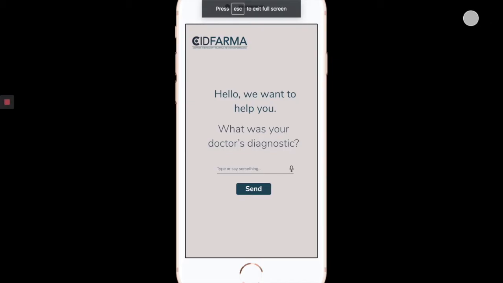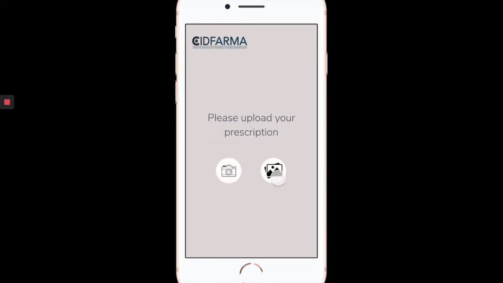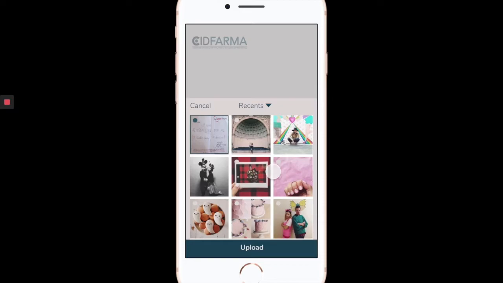With this application, you're going to be able to introduce the prescription you've received after going to a doctor by writing it or using a voice message, in order to identify how nervous the patient is and how the application might adapt its wording.